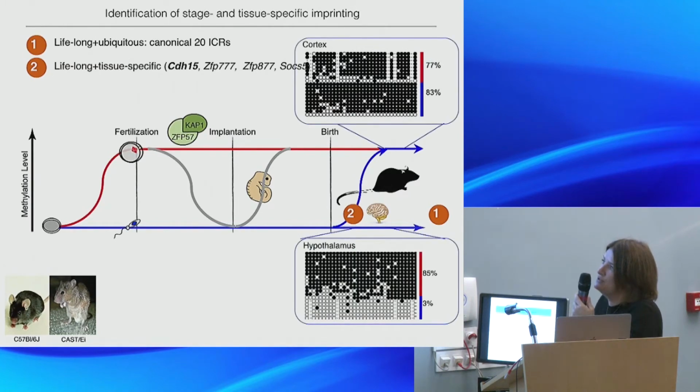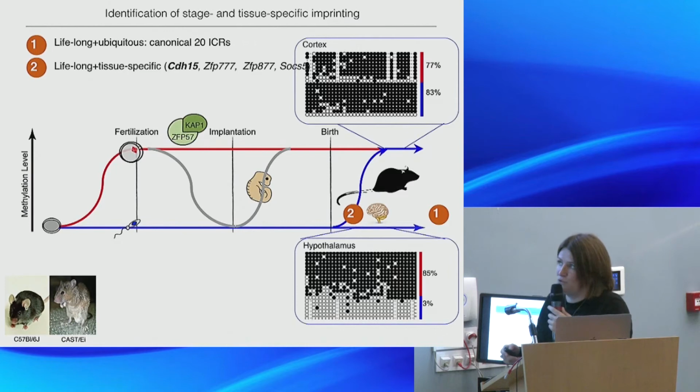So for example, this gene, CDH15, happens to be maternally imprinted in the hypothalamus. You can see here all these maternal alleles that are methylated while the paternal alleles are not methylated, reflecting their status in the parental germline. For that we used different mice with different polymorphisms to be able to recognize the paternal from the maternal alleles. But you can see that in the other brain tissue, the cortex, there is no longer any parental difference, because paternal alleles have regained the methylation during the process of differentiation of this specific brain tissue.